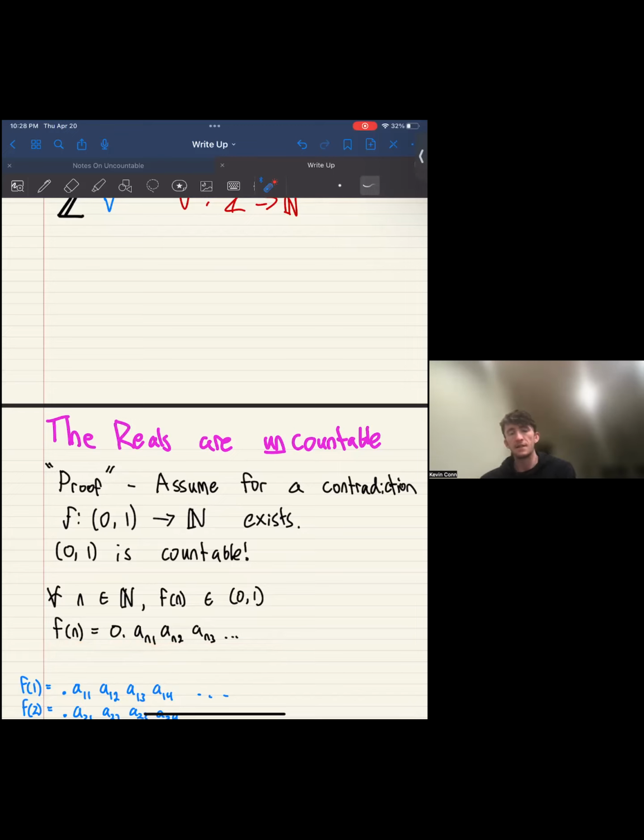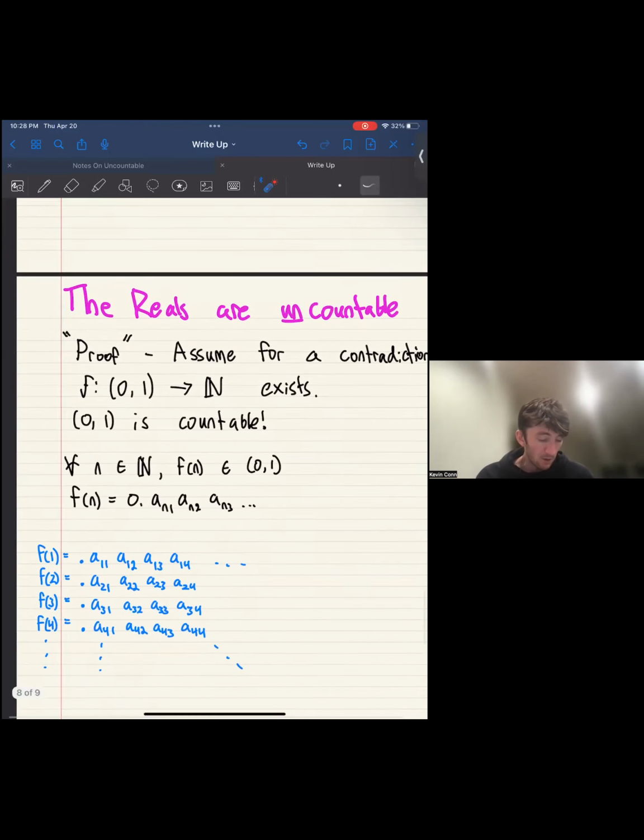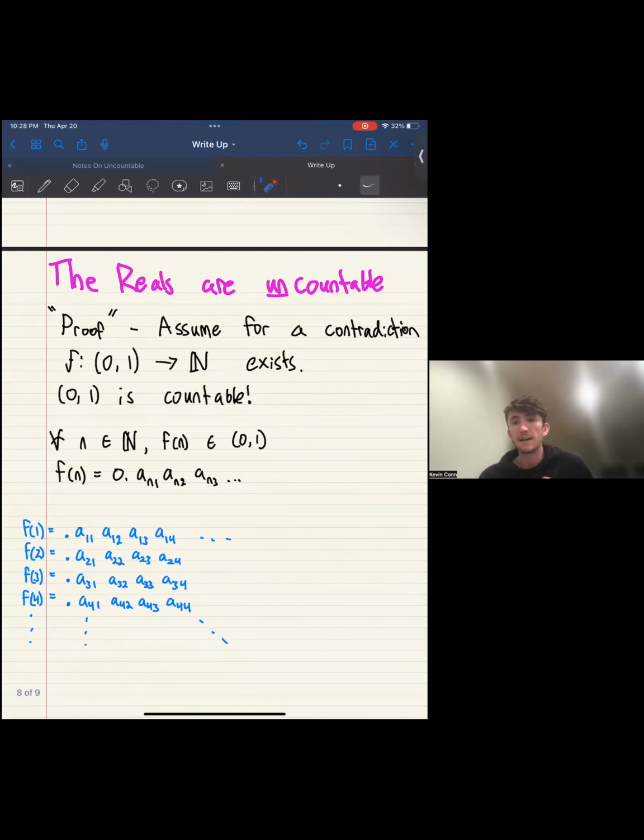So for every n in the natural numbers, the output of that function is in the interval from 0 to 1. And we can create an array that lists every single real number from 0 to 1, not including the endpoints. This array has no duplicates. There are no duplicates.